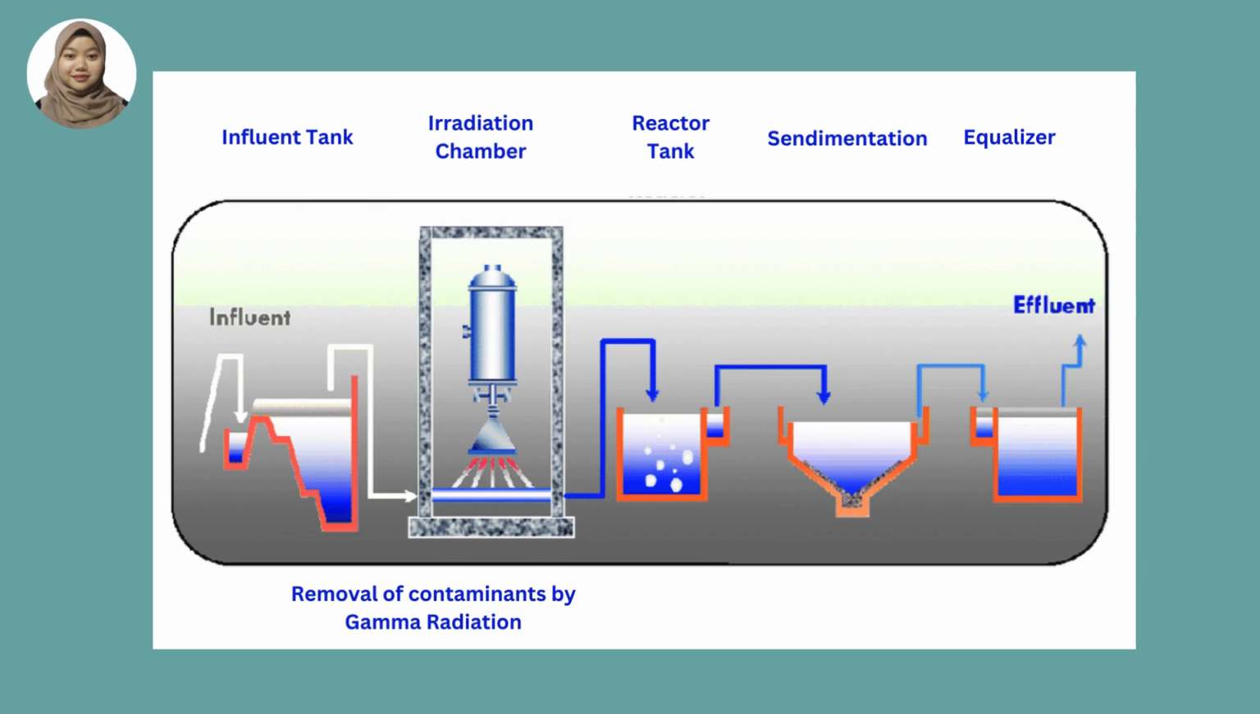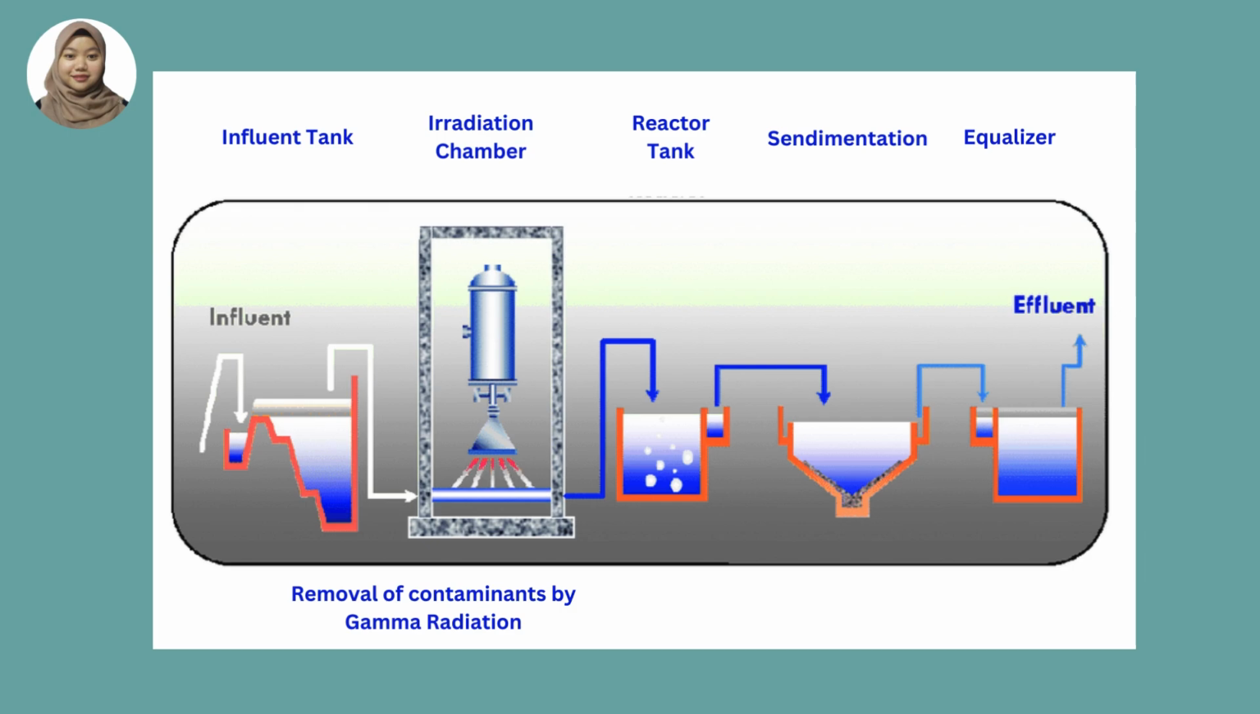This stage involves additional treatment, which includes chemical precipitation to remove contaminants or a biological process where microbes break down organic matter. Following the reactor, treated wastewater flows into the sedimentation tank. In this tank, suspended solids settle to the bottom due to gravity, forming a sludge. This step is critical for separating solids from the liquid phase.